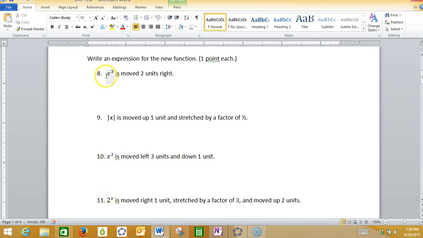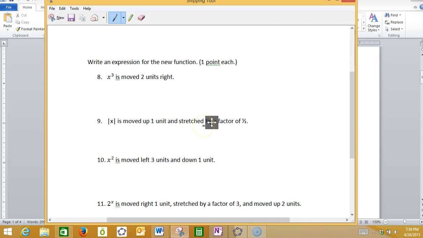Let's take a look at this cubic here. We're going to move it 2 units to the right, and then we're going to write an expression for that. Before we do any of these, we have this general transformation function that you guys have seen. It's been on the board. So let's take a look at it here.